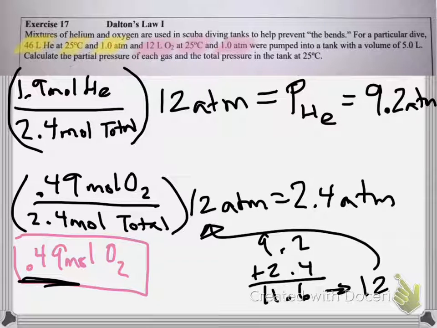So that is this problem. You should have 3 answers. You should have the total pressure of 12 atm. You should have the pressure of helium, which is 9.2 atm, and the pressure of oxygen, 2.4 atm.